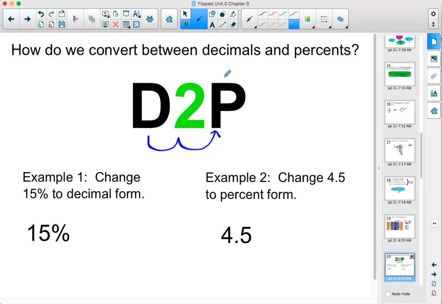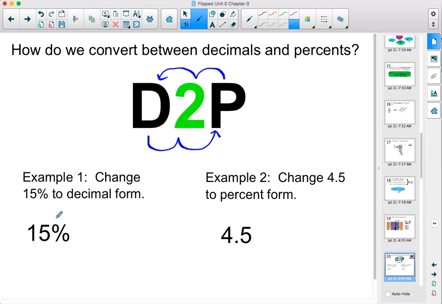If we're starting off as a percent, we grab our decimal and we move it 2 places to the left. Okay, we're always moving the decimal 2 places, always. D2P just helps us figure out which direction we're moving it.